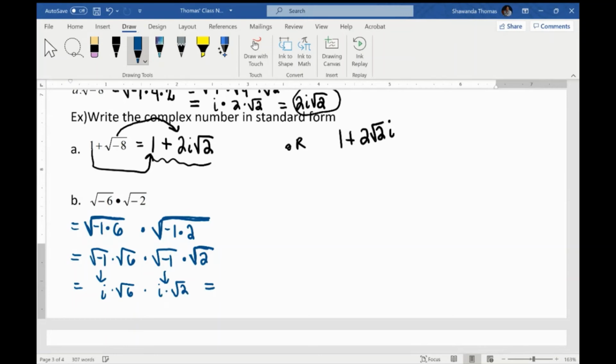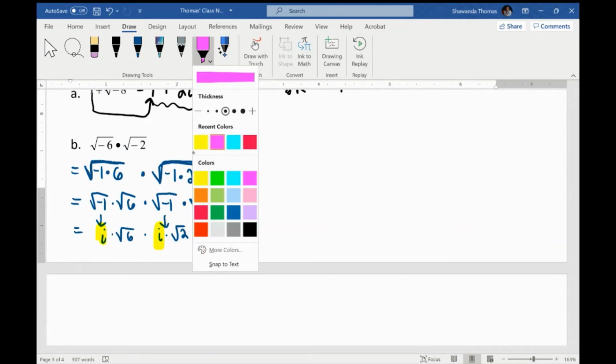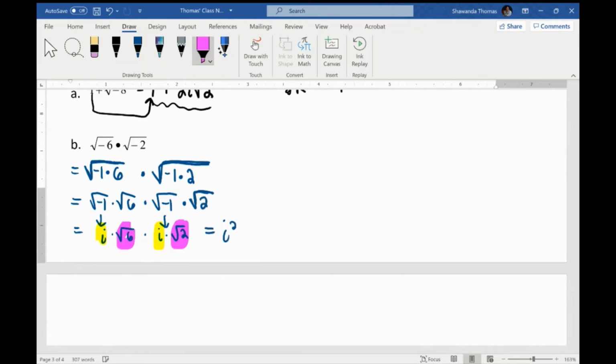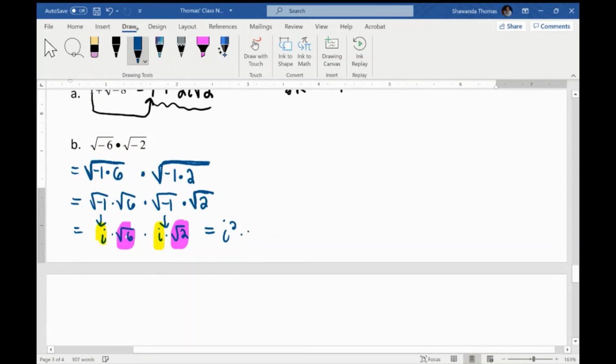All right, let's go over here. I'm running out of space. What can we multiply together at this point? The i's. What is i times i? i squared. What else can we multiply together? The 6 and the 2 radicals. Square root of 6 times the square root of 2. What does that equal? Square root of 12.